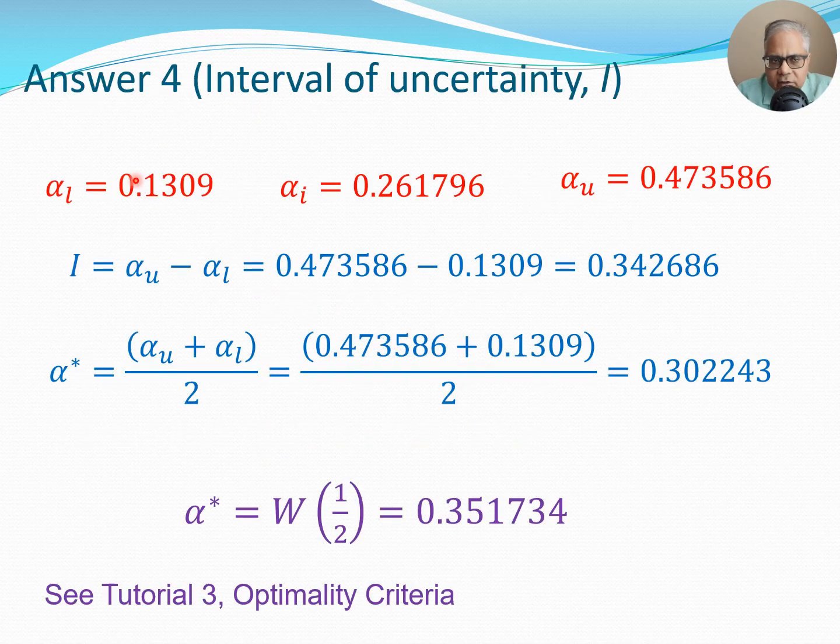So we start with the 3 points here, alpha L, alpha I, alpha U. These are in red, and I can immediately calculate alpha star. So alpha star comes out to be 0.3022, which is still quite far from the actual alpha star, which is 0.3517. Remember, the problem can be solved completely using mathematical techniques, which I have done in tutorial 3. That's the optimality criteria tutorial, where we obtained the solution in terms of the Lambert W function.